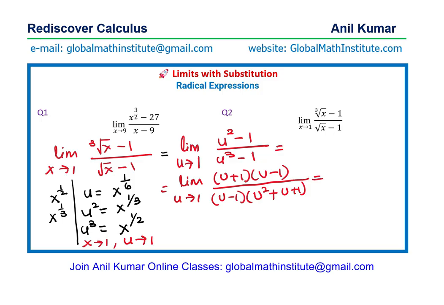Cancel the terms which were causing that to be 0 over 0, right? Now substitute 1, right? So we get 1 plus 1 and 1 plus 1 plus 1, right? So we get the limit as 2 over 3. Perfect. So we got this answer as 2 over 3. But in both the cases, the substitution was not that simple.